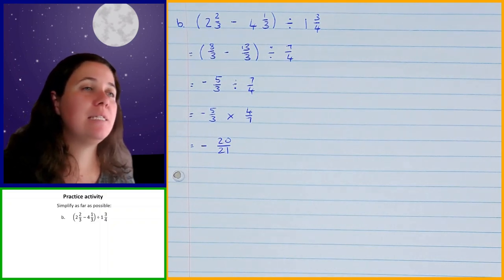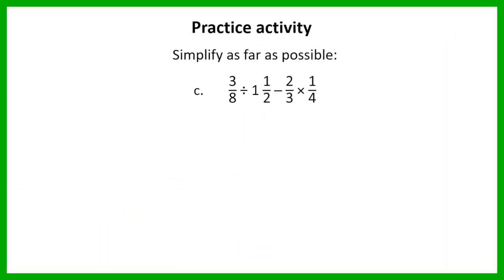Right, question C. Here we have 3 over 8 divided by 1 and a half, minus 2 thirds times a quarter. I'm going to give you 2 minutes again for this question.